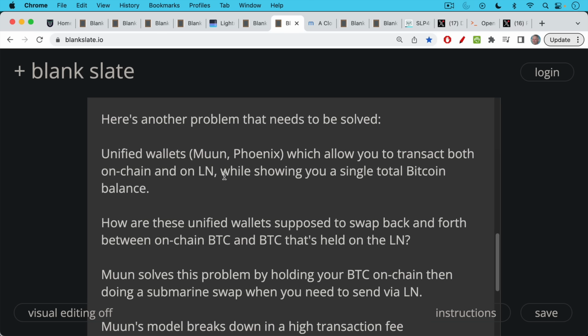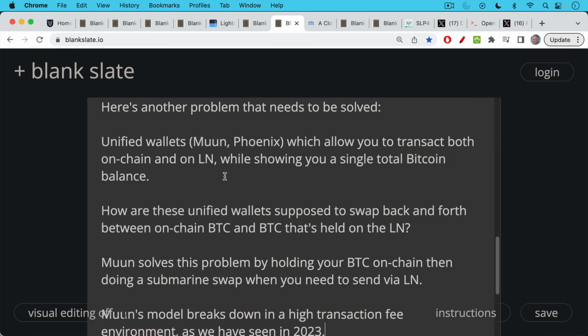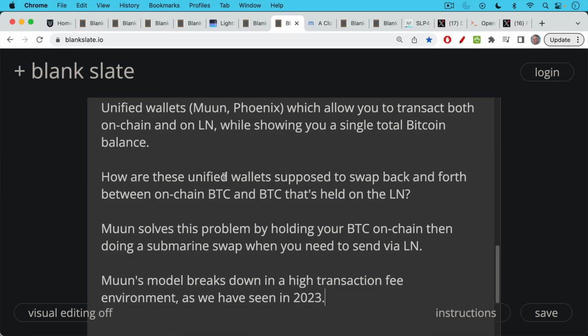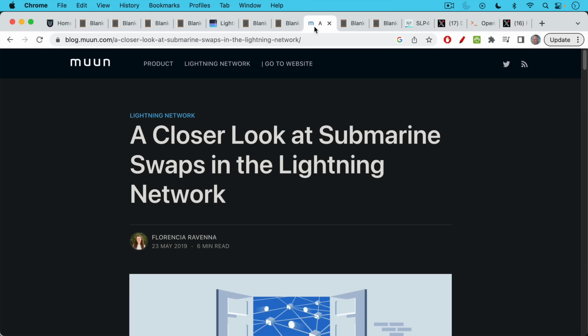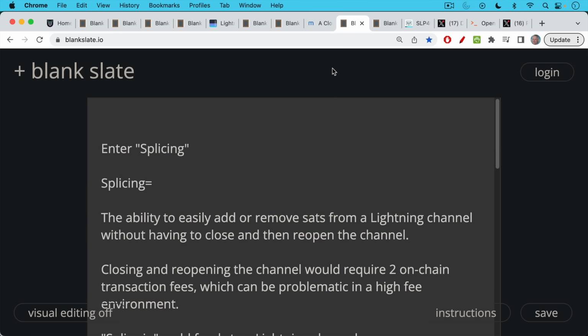Muun, we've talked about this wallet before, solves this problem by holding your Bitcoin on chain and then just doing a submarine swap when you need to send via the Lightning Network. But Muun's wallet model breaks down in a high transaction fee environment, as we've seen this year. And I'll link to this blog post about how submarine swaps work on the Muun wallet.